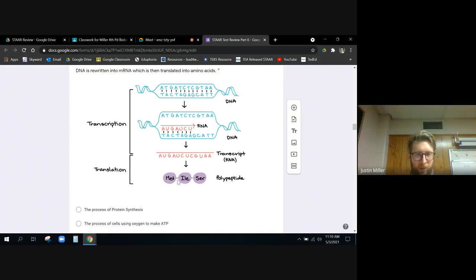How do we create the protein? Take DNA, rewrite the DNA as a single strand of RNA. That's transcription. That's step one, transcription. After we've rewritten the single strand of RNA from the DNA, we translate that, translation, step two, into amino acids, link them together, make the protein.